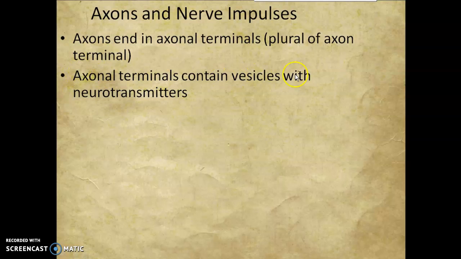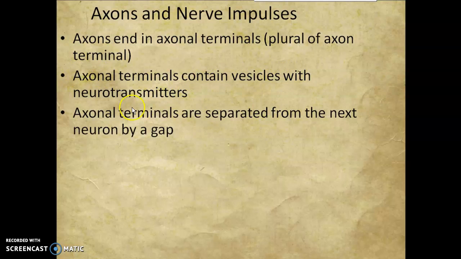So at the end of these axon terminals, that's where the neurotransmitters are going to be, and then that axon terminal is going to be separated from the next neuron by a gap. And you actually had this gap in your sliding filament muscle project as well. Some of you used hot glue to represent it, and that gap was called the synaptic cleft. So you've actually seen parts of this already through your sliding filament theory muscle project.